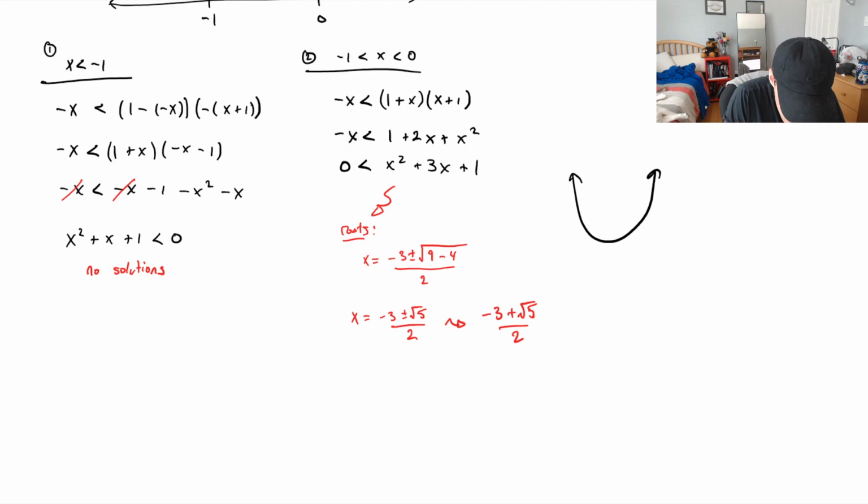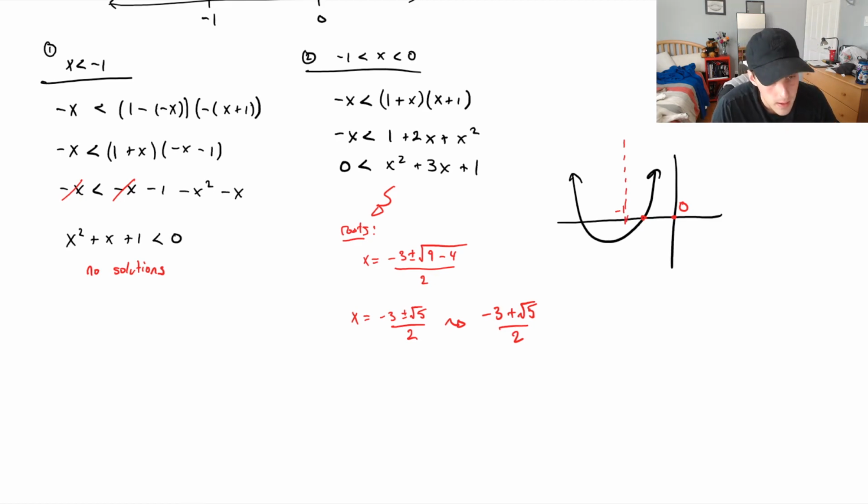And it's going to look something like this, right? Something like that. And we care when it's positive, right? So let's say this is negative 1, and let's say this is 0, because this is the region that we care about right now. So clearly, we're looking at this region, everything to the right of that root.